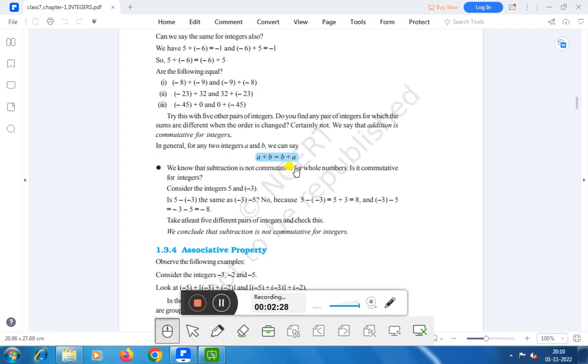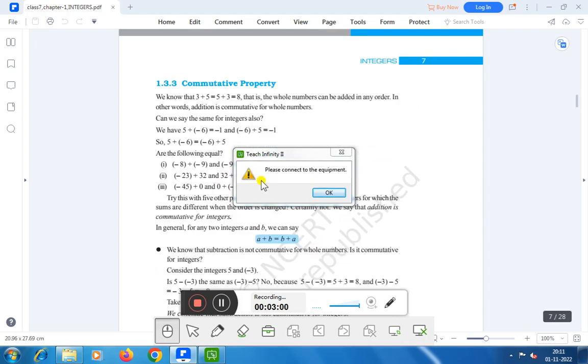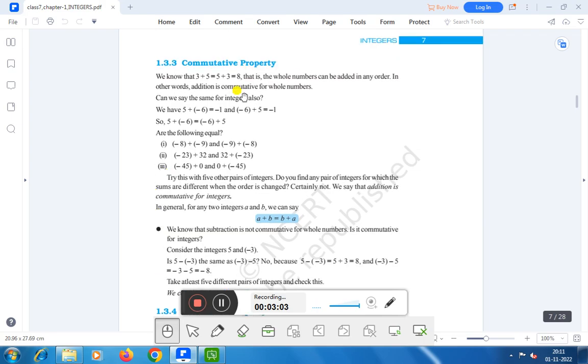We know that subtraction is not commutative for whole numbers, right? Is it commutative for integers? Consider the integers 5 and minus 3. Is 5 minus minus 3 the same as minus 3 minus 5? No, because 5 minus minus 3 is 8 and minus 3 minus 5 is minus 8. Take at least 5 different pairs of integers and check this. That means we conclude that subtraction is not commutative for integers, whereas addition is commutative for integers, right?